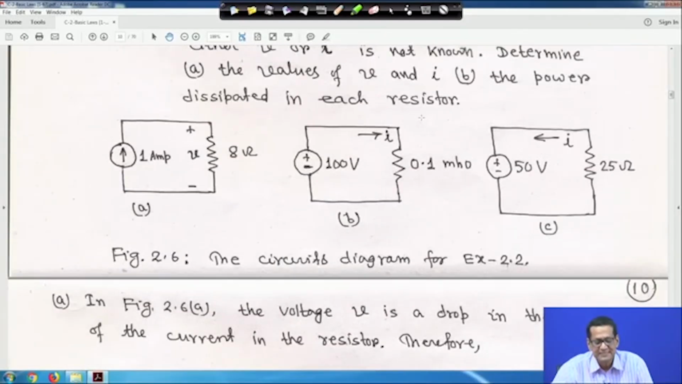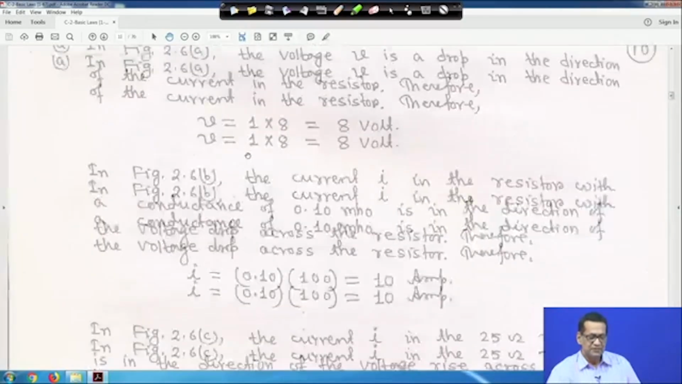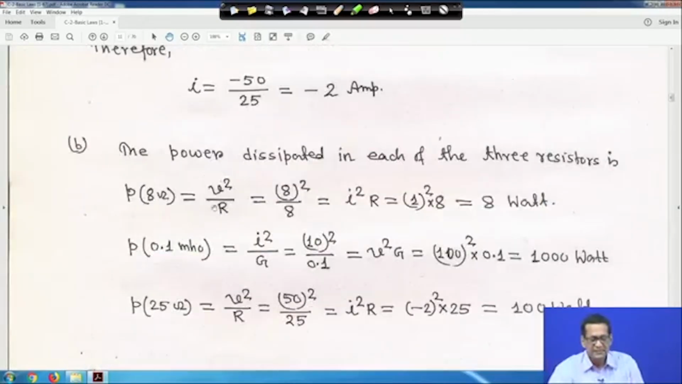The power dissipated in each resistor. Here we have seen the current is 1 ampere and R is equal to 8 ohm. So, in the first case, that is V square by R, that is power absorbed by the 8 ohm resistor. V is 8, we have computed, divided by R is 8 ohm. It is the same as I square R. So, I is 1, square into 8, actually it is 8 watt. It is also 64 by 8 watt, I square also 1 square into 8. So, it is 8 watt.